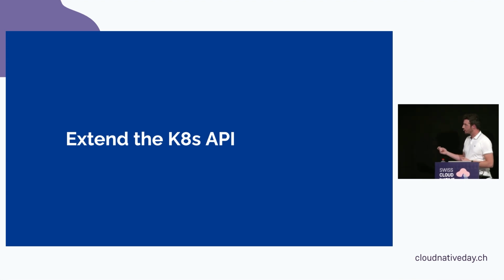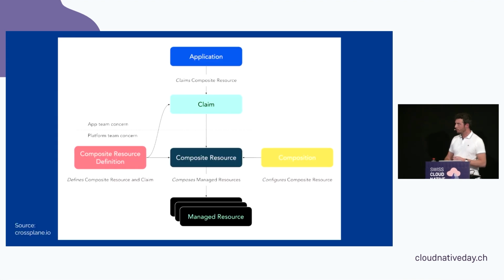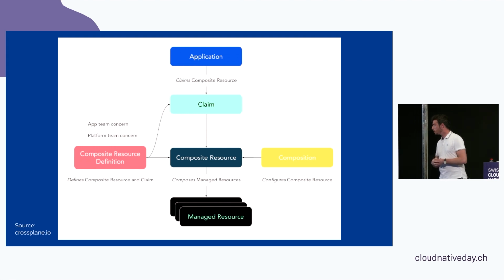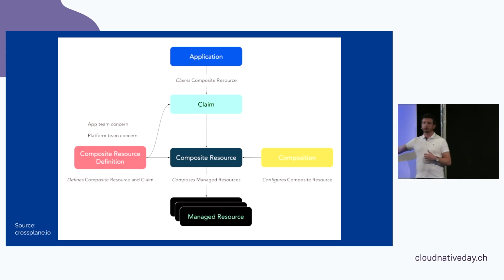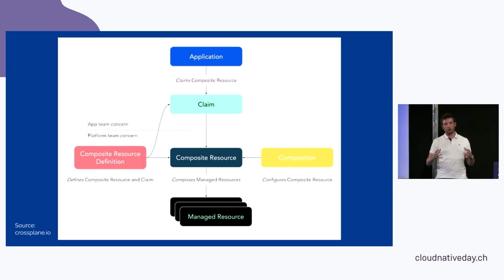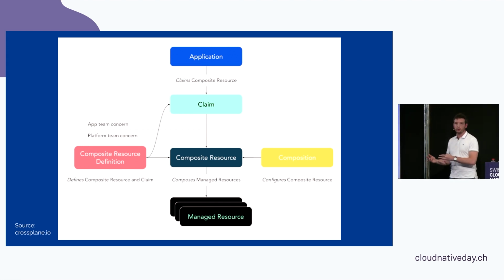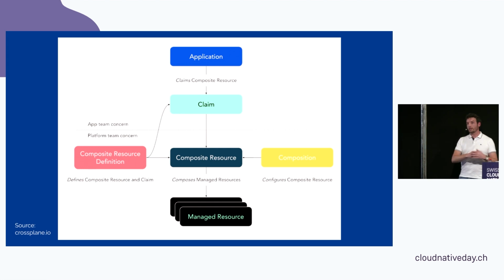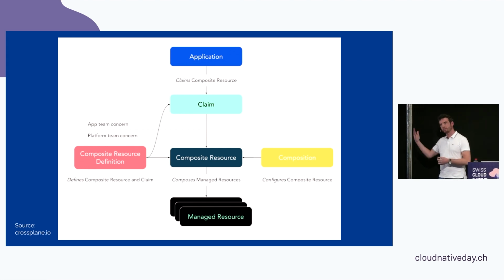Before we have a look at more structured ways of dealing with Kubernetes resources, let me just bring up this image that shows you the idea behind Crossplane. So what we have done right now is that we have created some managed resources. Managed resources are just objects in the Kubernetes cluster that are linked to an external resource in your cloud provider, like a database or a bucket.